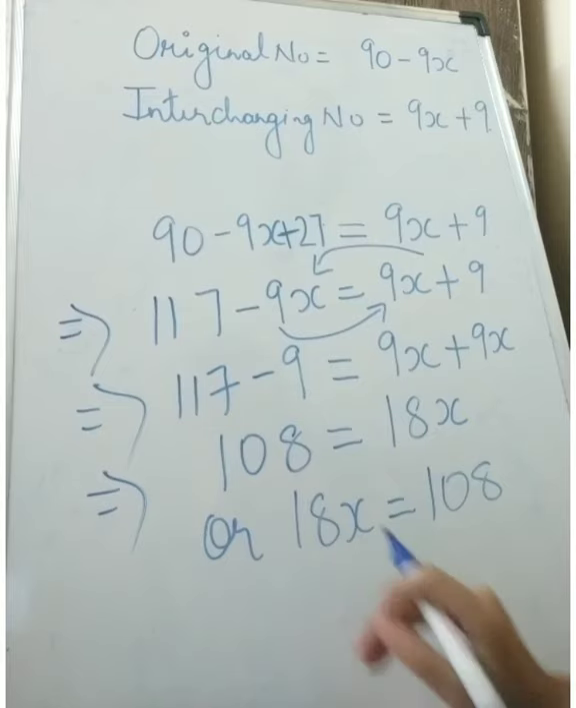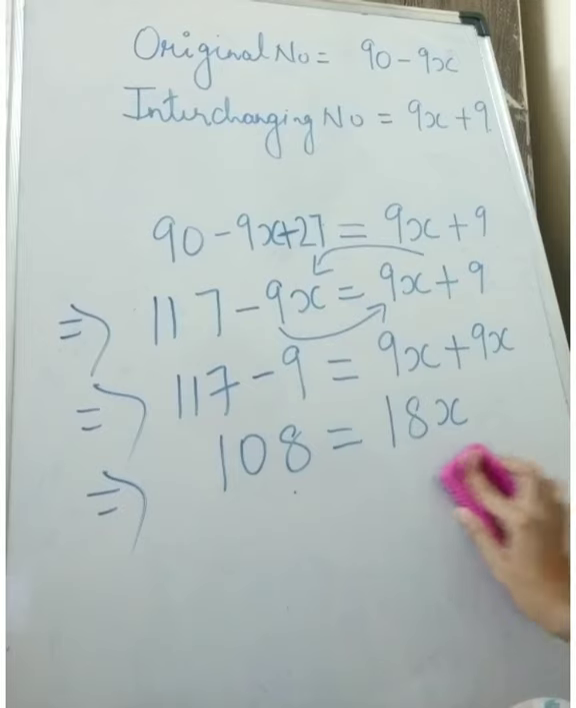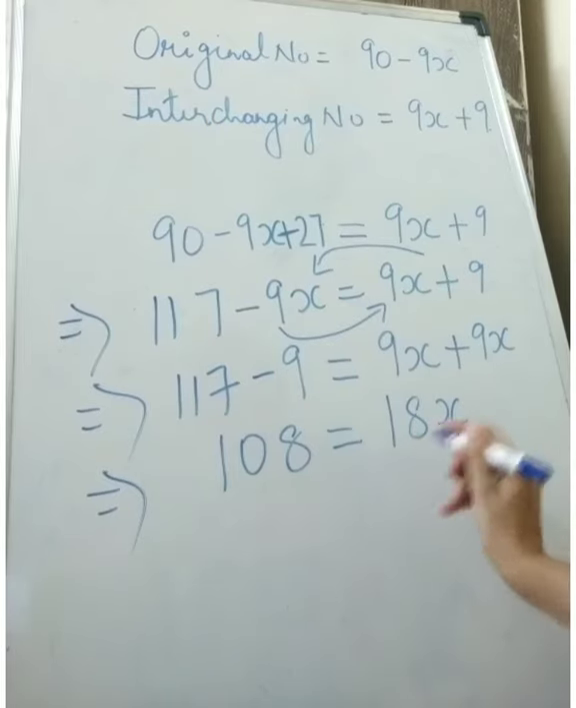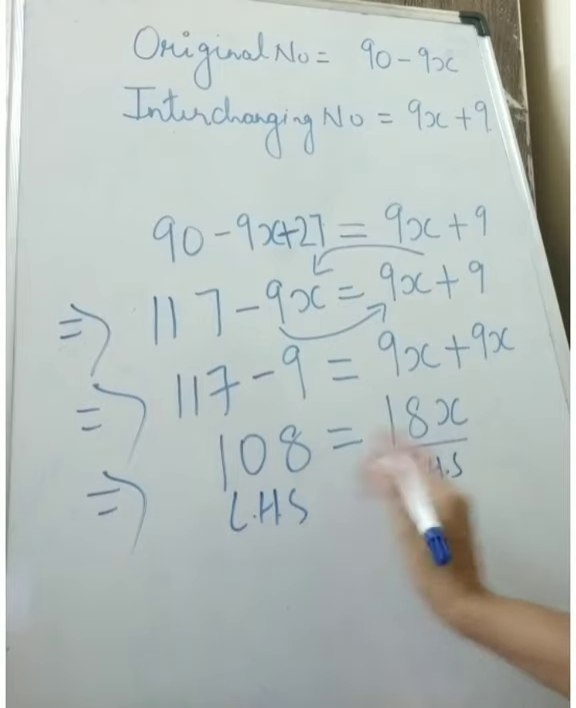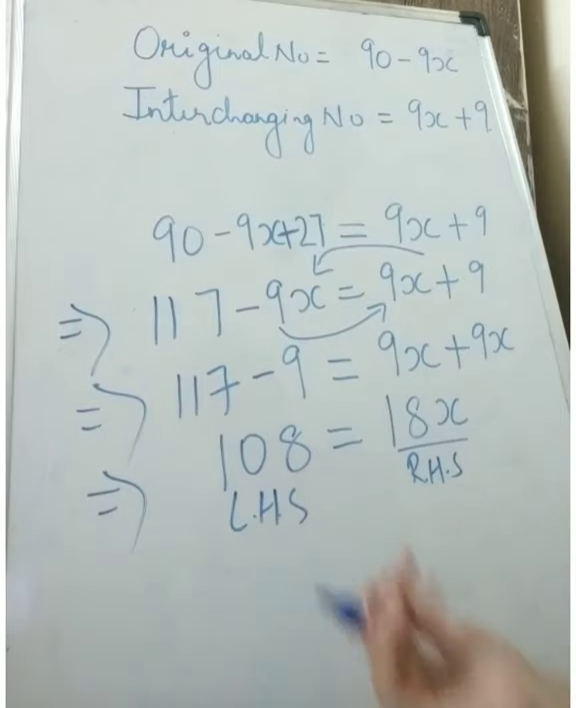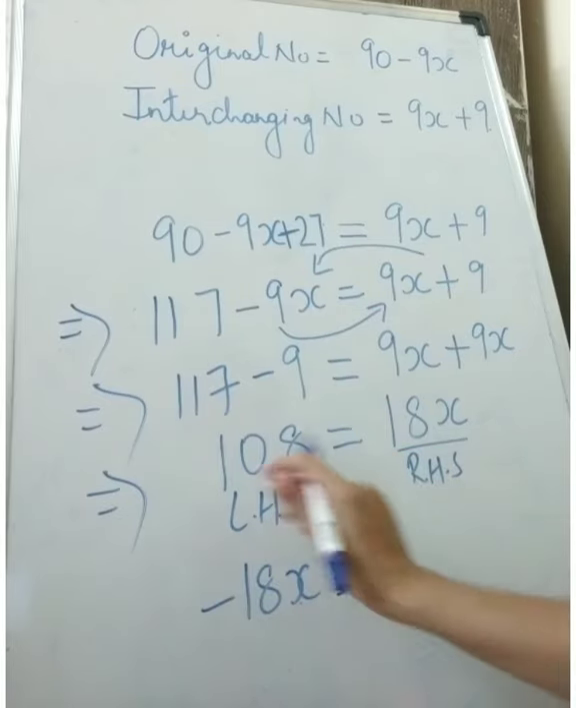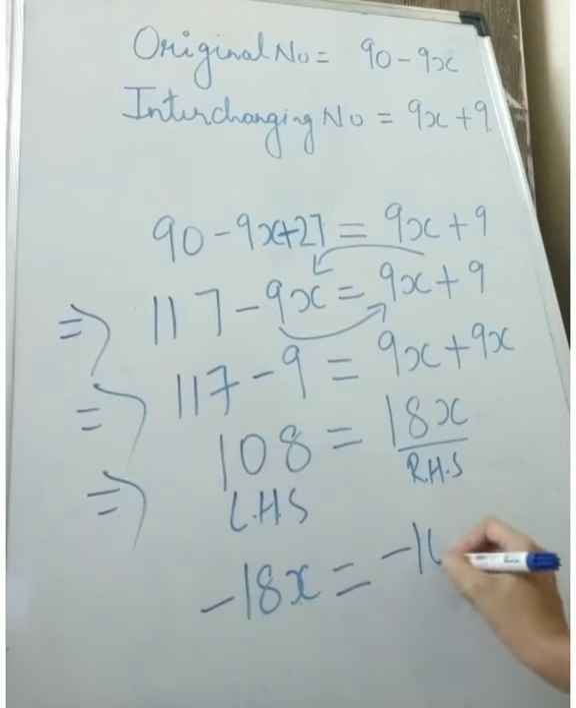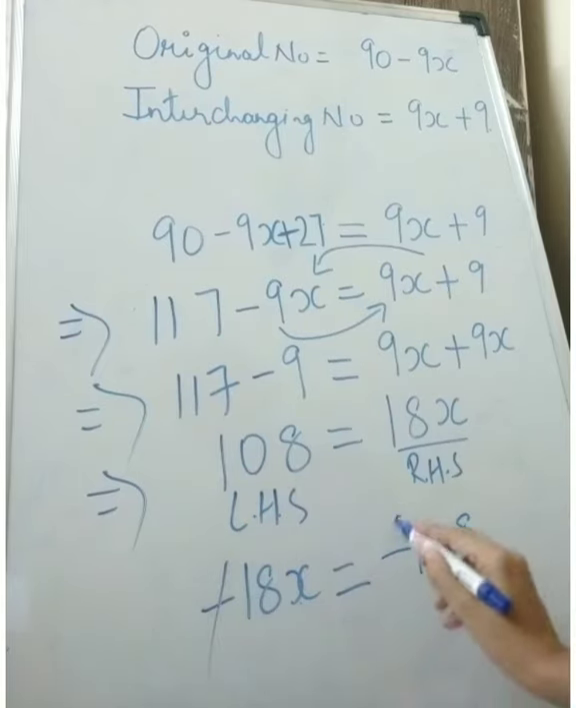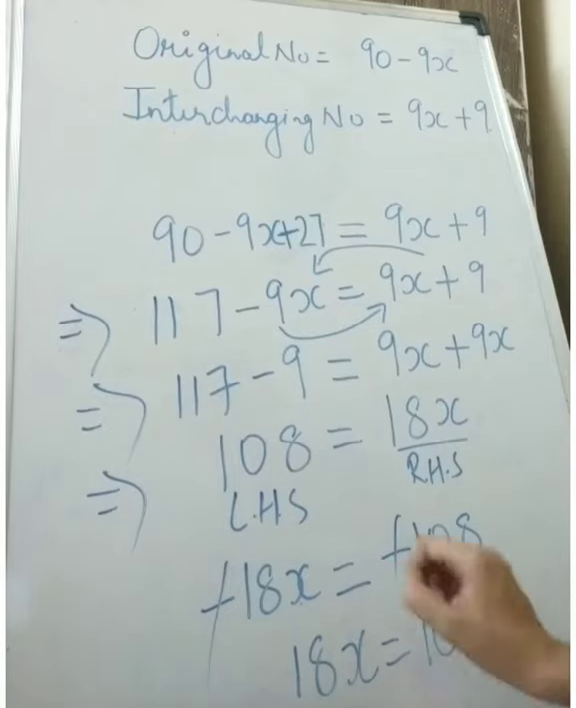I have written how it becomes, student; I'll explain that also. Now this is 18x, this is RHS, and this is LHS. When RHS moves to LHS, obviously it will change its sign. So it will become minus 18x is equal to this, plus 108 from LHS. When it moves to RHS, it will become minus 108. Minus minus will cancel. So it will become 18x is equal to 108. So simply we are writing like this or like that.